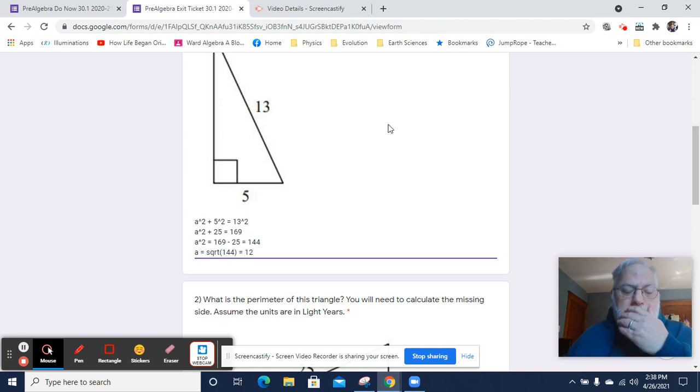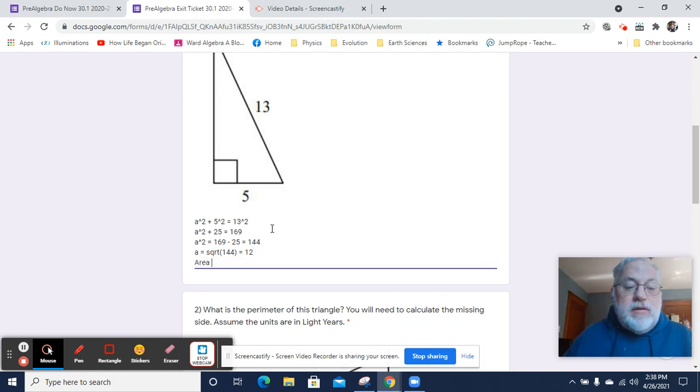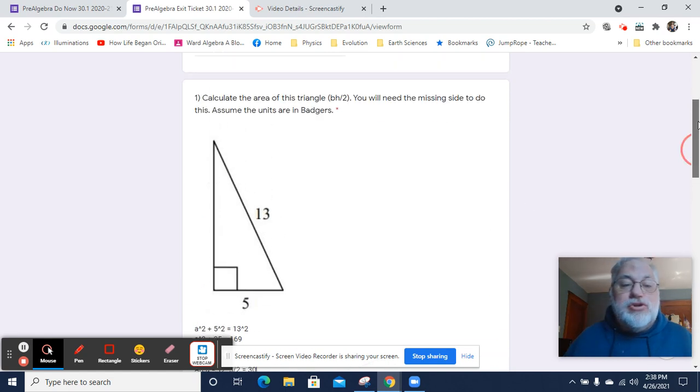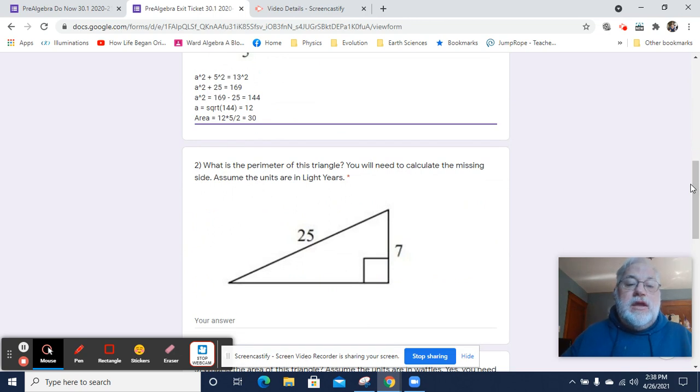Okay. Now we have a height and a base. So the area of the triangle will equal 12 times 5 all over 2, which will be 30. And I think it was going to be in badgers. Yes, so 30 square badgers. They are square units, of course, since it's an area.